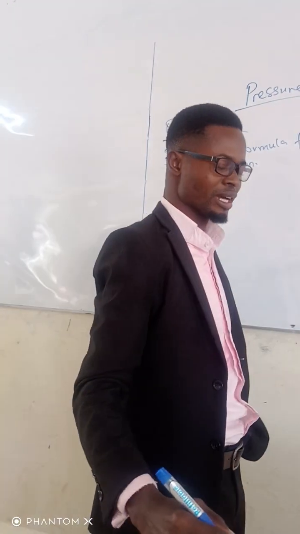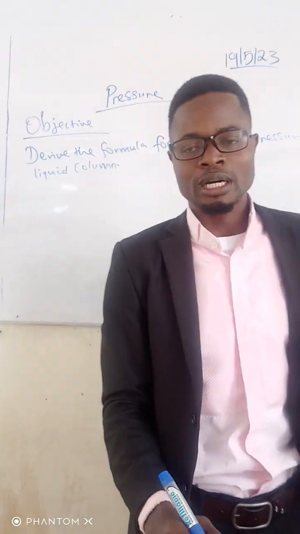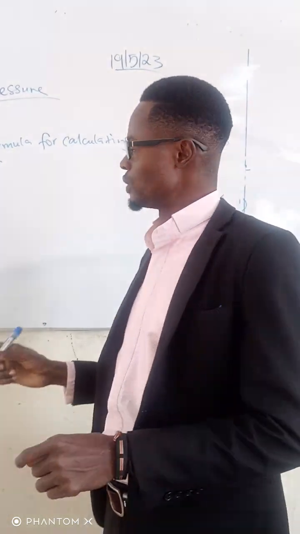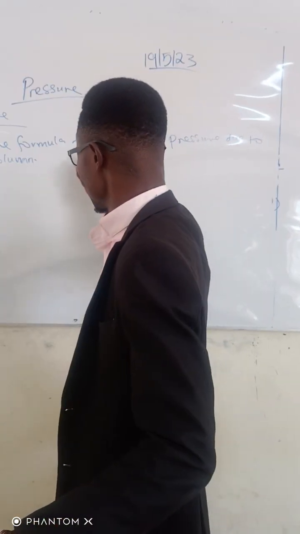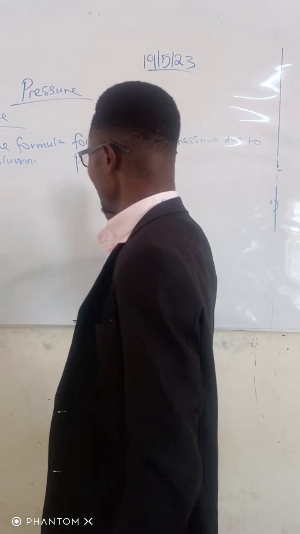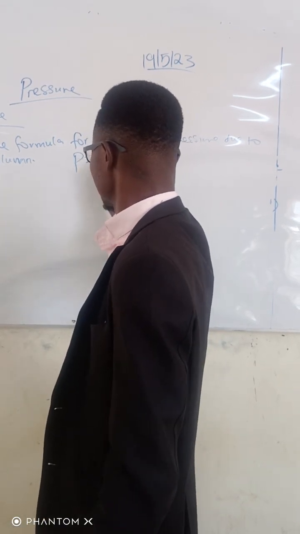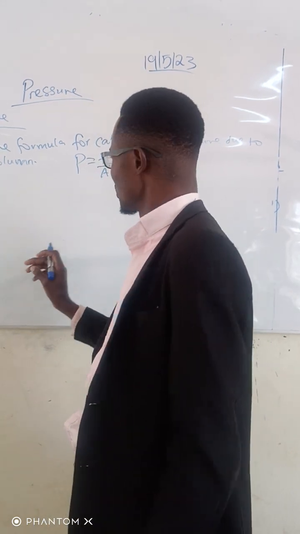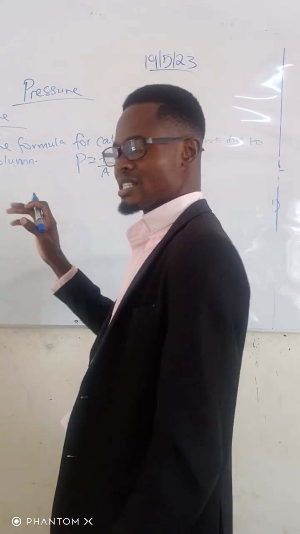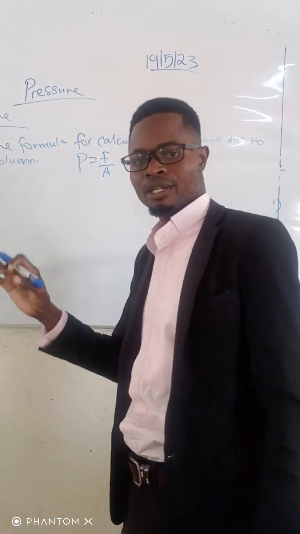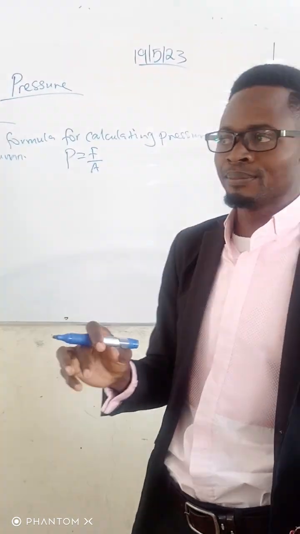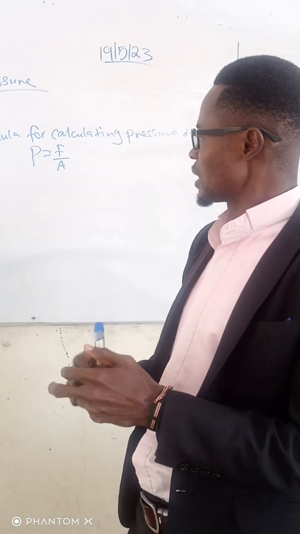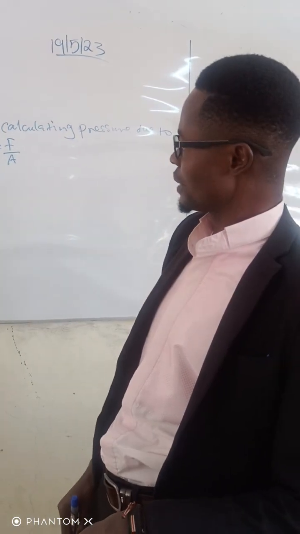But for us to derive this formula, I will refer you to the previous lesson. We had said that for us to calculate pressure, we know that pressure is given by force divided by area, because we know that pressure is a force perpendicular per unit area. That is what we said last time. So how can we derive the formula?